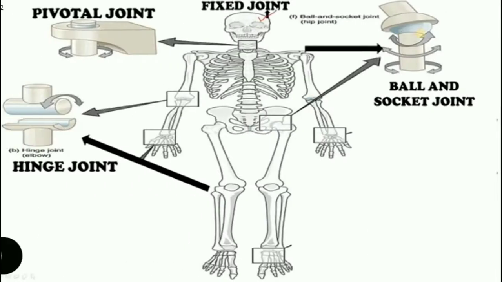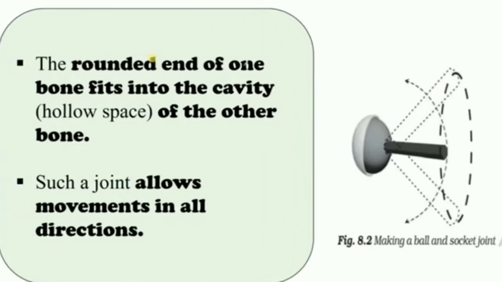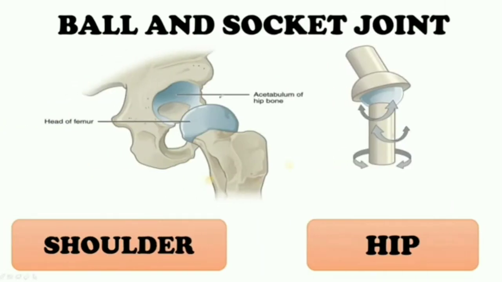First, we can see the ball and socket joint. The rounded end of one bone fits into the cavity of the other bone. Such a type of joint is called a ball and socket joint. Such a joint allows movements in all directions. Examples: shoulder bone, hip bone.